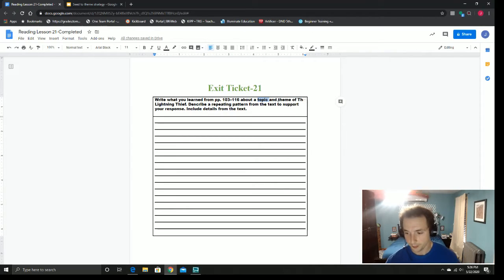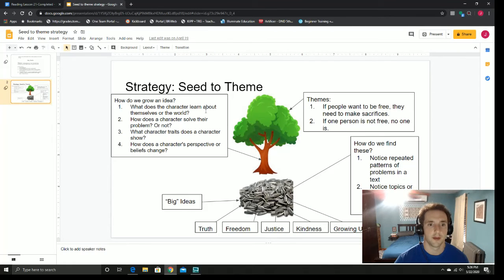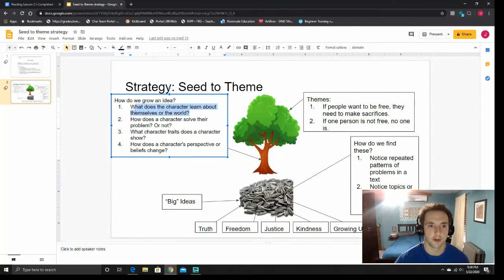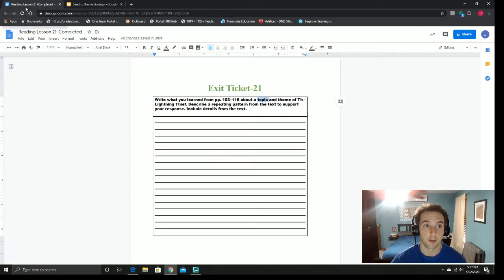Now, you have to take these next steps, thinking about what does the character learn about themselves or the world? How does the character solve their problem or not solve a problem? What character traits does the character show? Or how does the character's perspectives or beliefs change? Use these questions to take this big idea of whatever, acceptance, identity, parents, and grow it into a theme that is a true lesson that can be used by everybody all the time in their life.